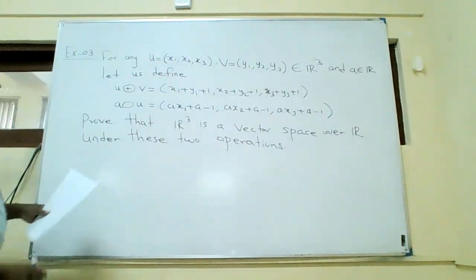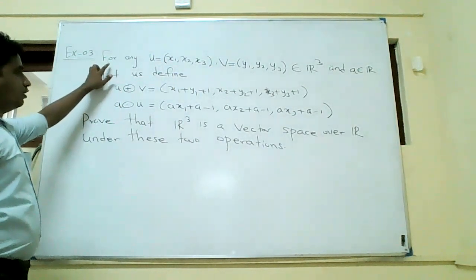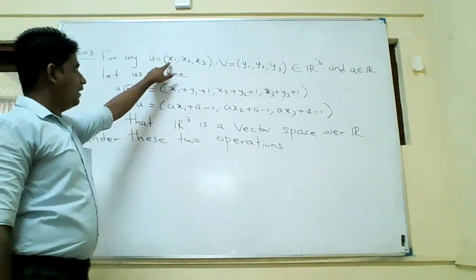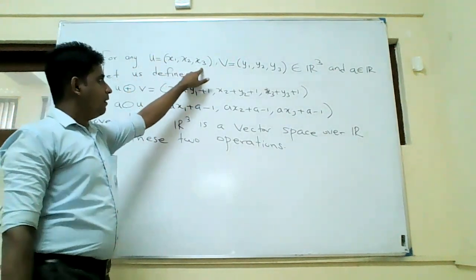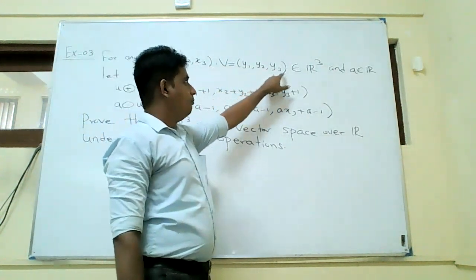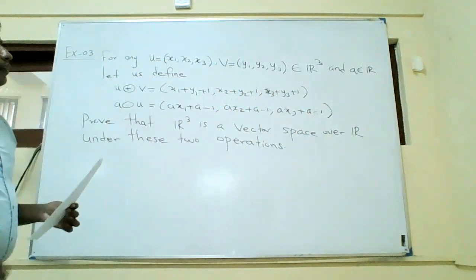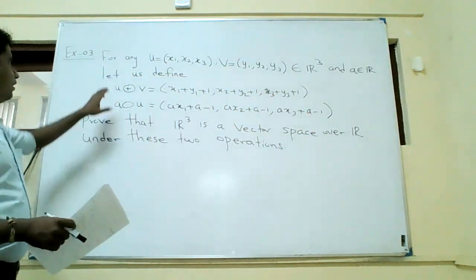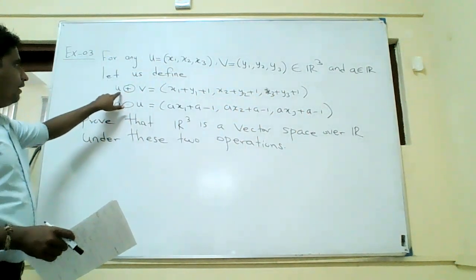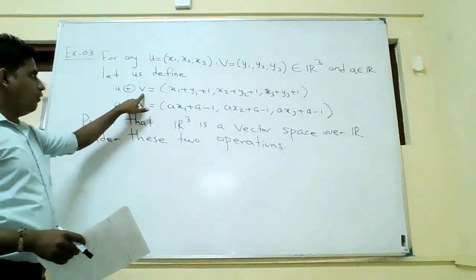Today class, I will discuss this problem based on the vector space. For any vector u equal to x1, x2, x3, and another vector v equal to y1, y2, y3 belonging to R cube, and a scalar a belonging to the real numbers, let us define the vector addition of two vectors u and v.